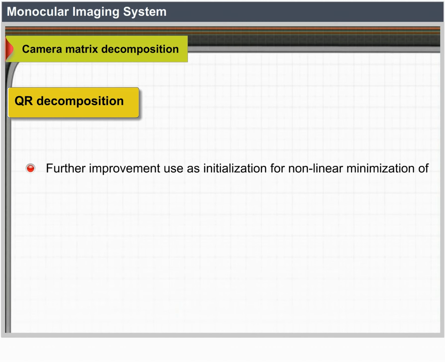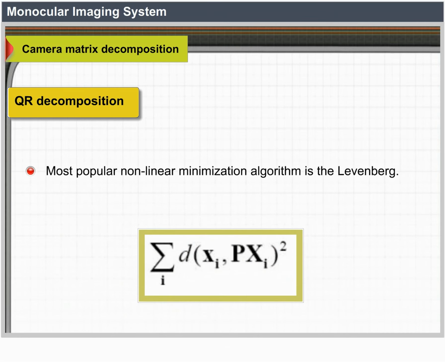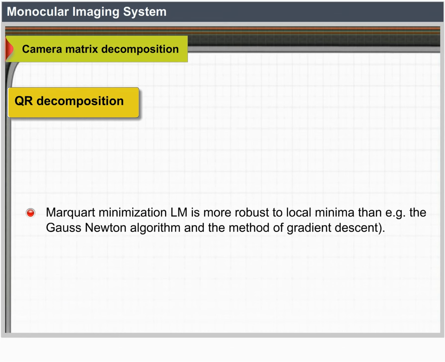Further improvement: use this as initialization for nonlinear minimization of the summation of d of xi, P Xi, whole squared. The most popular nonlinear minimization algorithm is the Levenberg-Marquardt minimization. LM is more robust to local minima than, for example, the Gauss-Newton algorithm and the method of gradient descent.